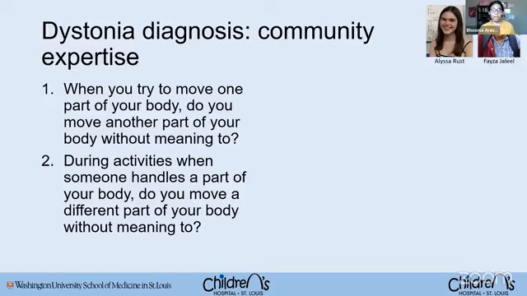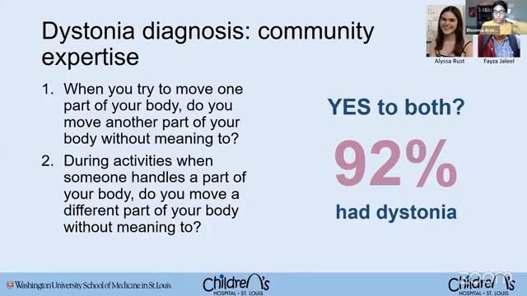So the examples we gave were for physical therapy. When someone's stretching your leg, does your arm move out of control, or does a different part of your body move out of your control? And when we asked people this, if they said yes to both of these questions, 92% of those people had dystonia.